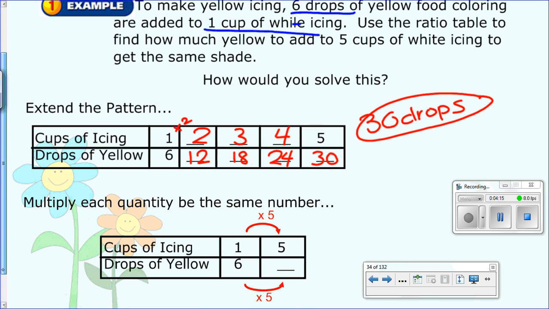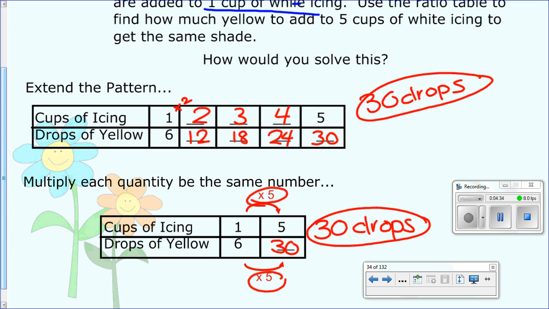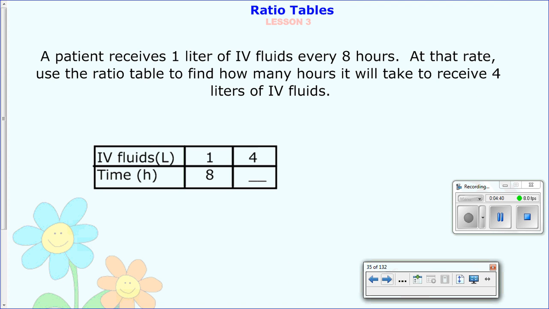I know some of you might have just noticed too, well, I could just make a shorter table. If I know it's 1 to 6, well, if I times by 5, 1 times 5 is 5, 6 times 5 is 30. So you get 30 again. So 30 drops of yellow icing. Okay, and again, these are in your notes, so you are hopefully taking notes as we do these, as we go along.